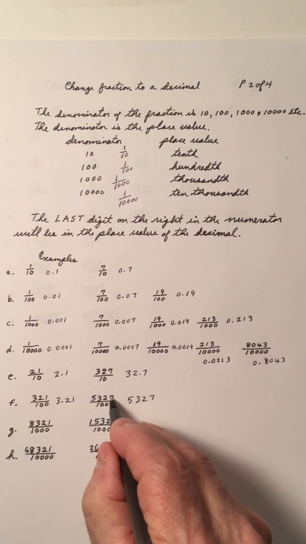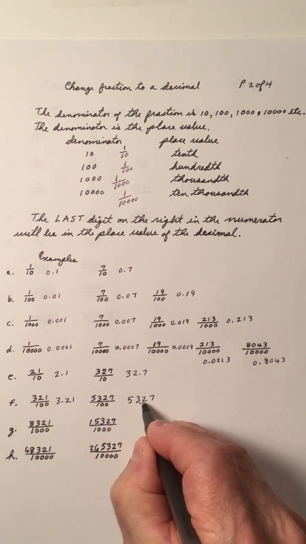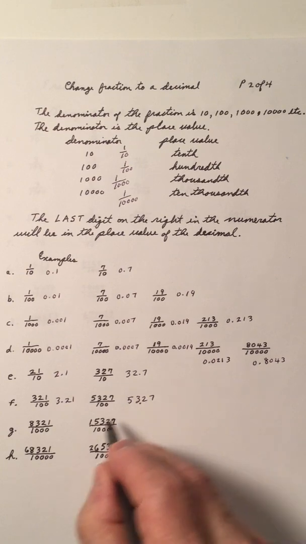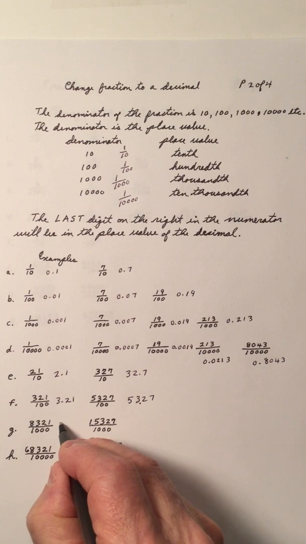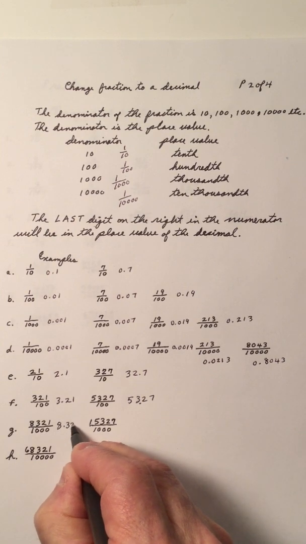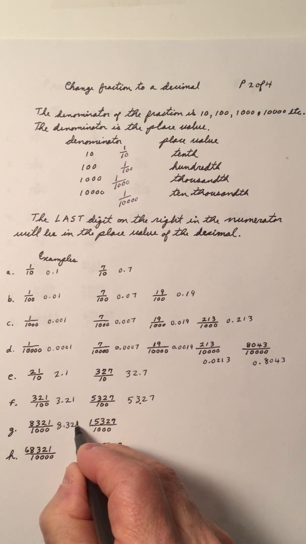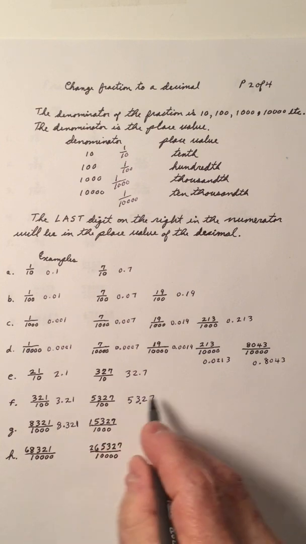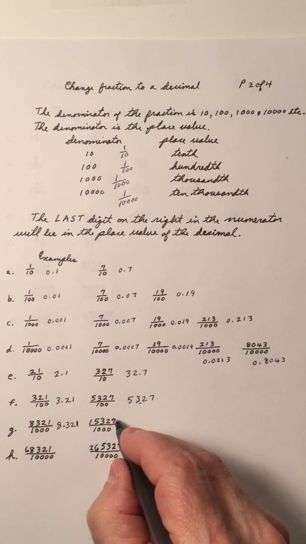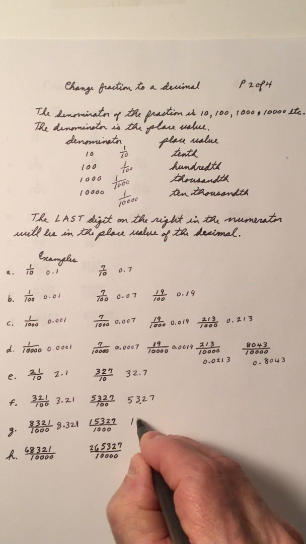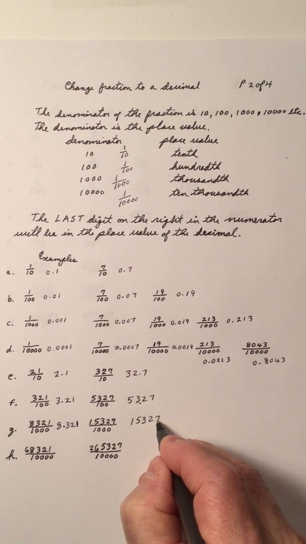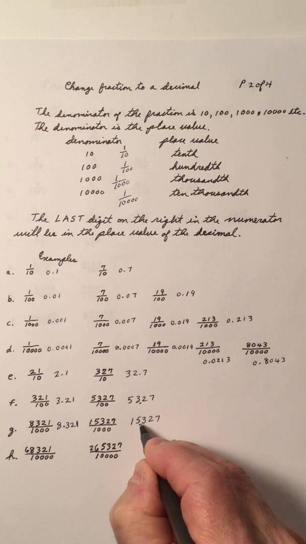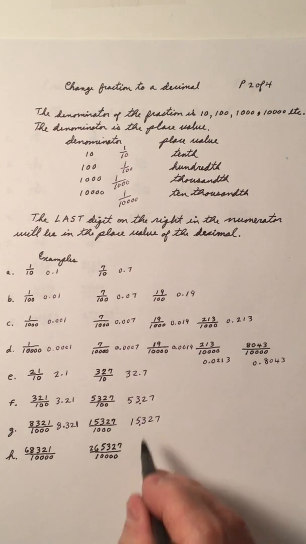5327 over 100. So the 7 goes in the hundredths place, which is 2 places to the right. Dividing by 1,000, the 1 goes in the thousandths place, so it's 8.321. The 1 is in the thousandths place. And dividing by 1,000 again, the 7 is in the thousandths place, so 15327. The 7 is in the thousandths place, so the decimal must be between the 5 and the 3.